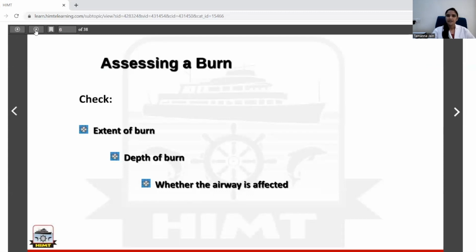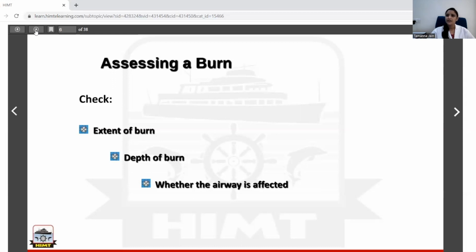Assessing a burn. Now, what is the meaning of assessment? Assessment means to check, to evaluate. Whenever there is a casualty with burns, there are 3 important points to be checked. First one is extent of burn. What is the meaning of extent? Extent means the surface area involved. For example, if the chest region is involved, the area is quite large, so it would require immediate first aid.